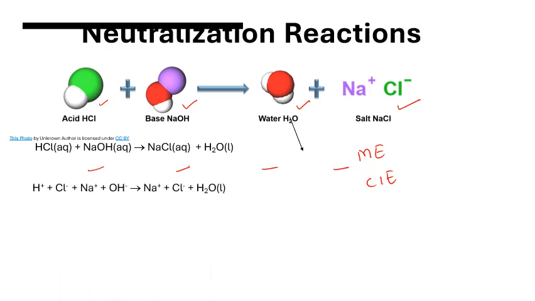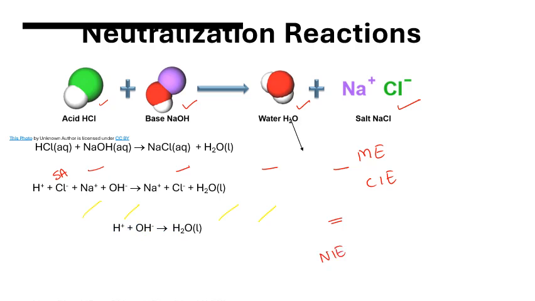So it is going to split because it is a strong acid. So H plus, Cl minus, Na plus, OH minus, and Na plus and Cl minus on the product side, and water we cannot split because it is a pure liquid. And now we can see the spectator ions on both sides, which look the same on both sides, Na plus and Cl minus. We are going to take those spectator ions off and we are going to write our net ionic equation.